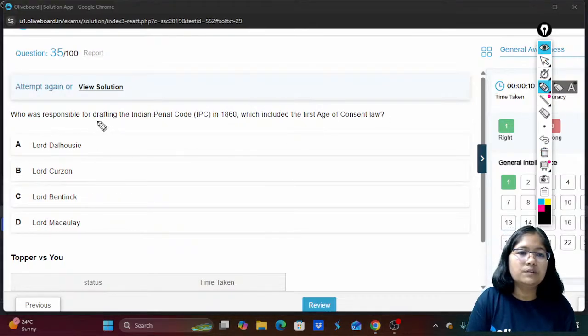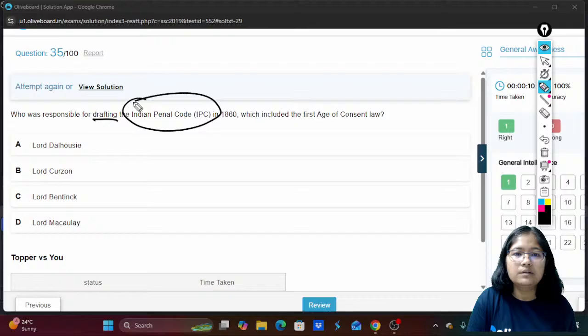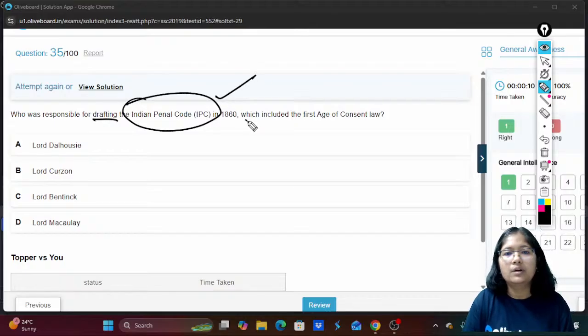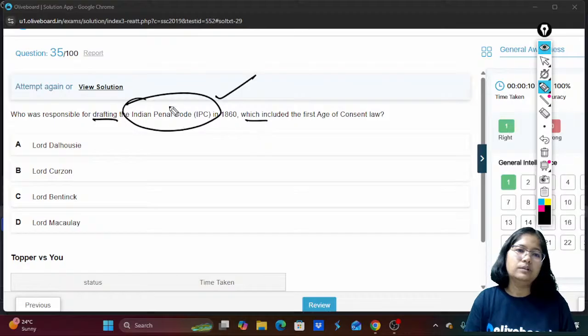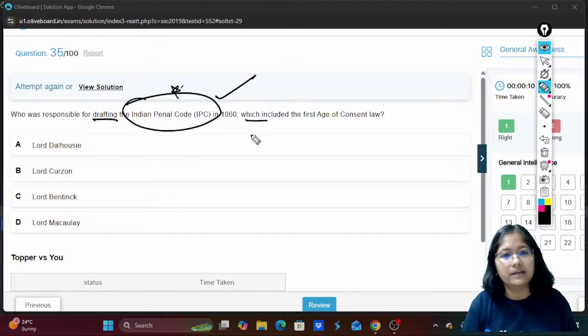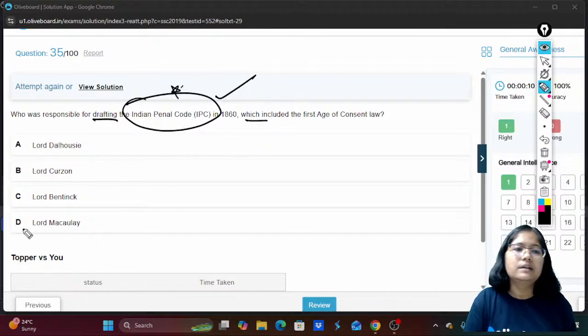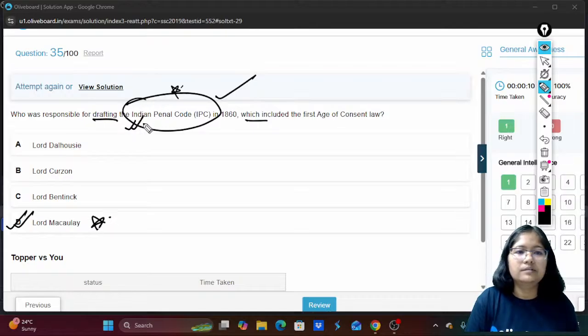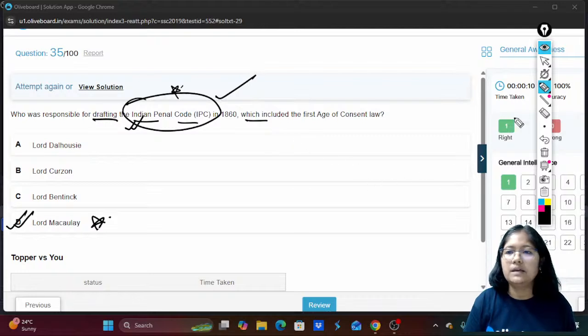Who was responsible for drafting the Indian Penal Code 1860, which included the first age of consent law? If you know about the basic history part, in history itself you study that Macaulay was responsible for the Indian Penal Code, IPC 1860.